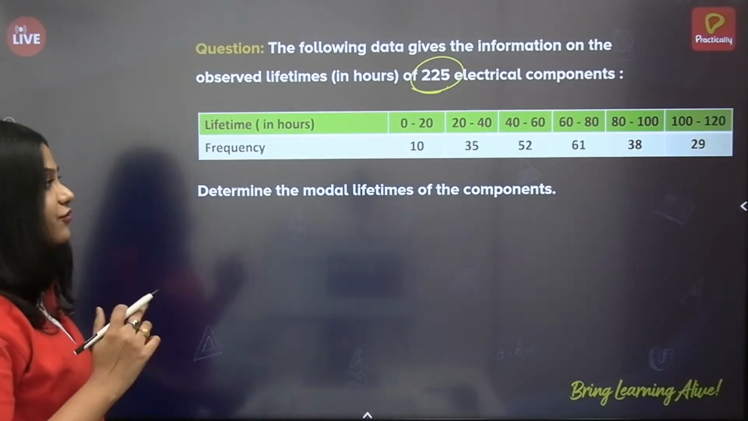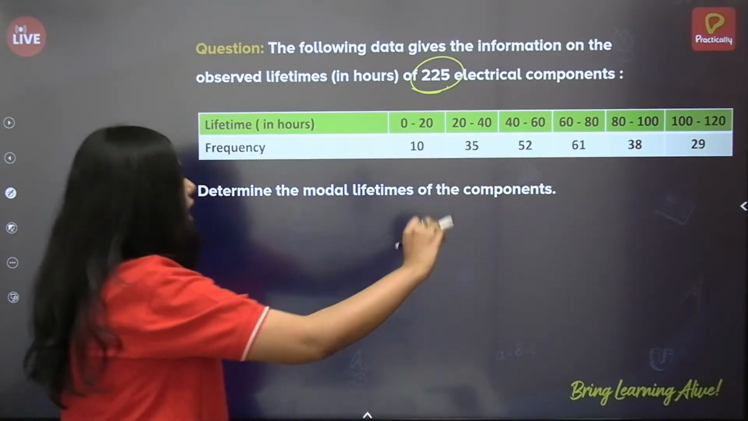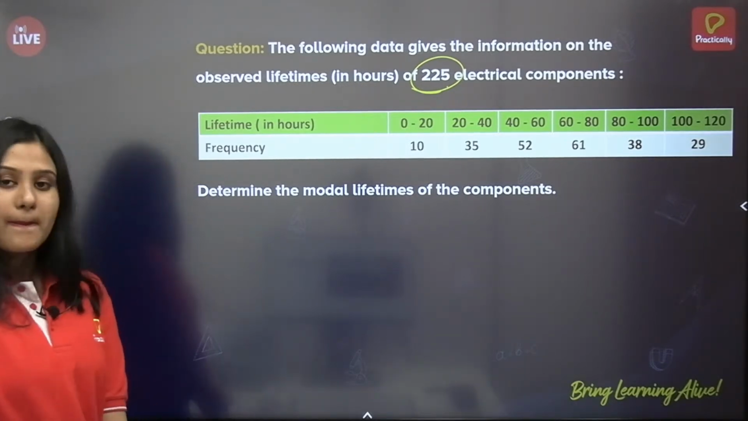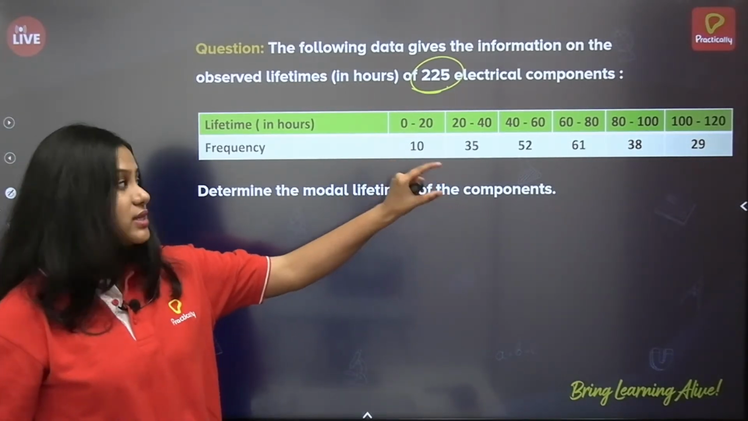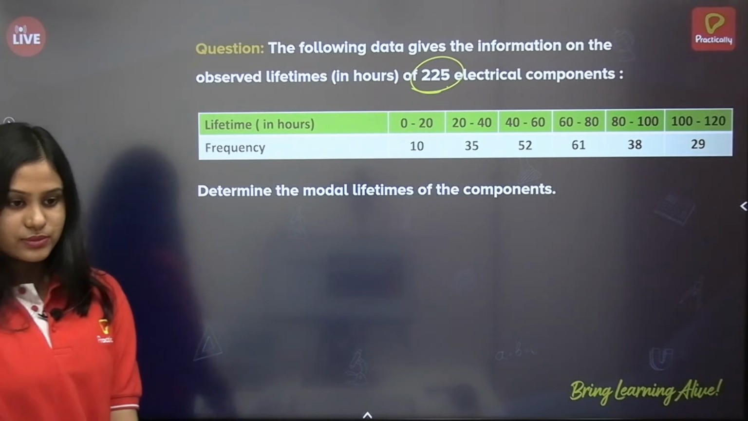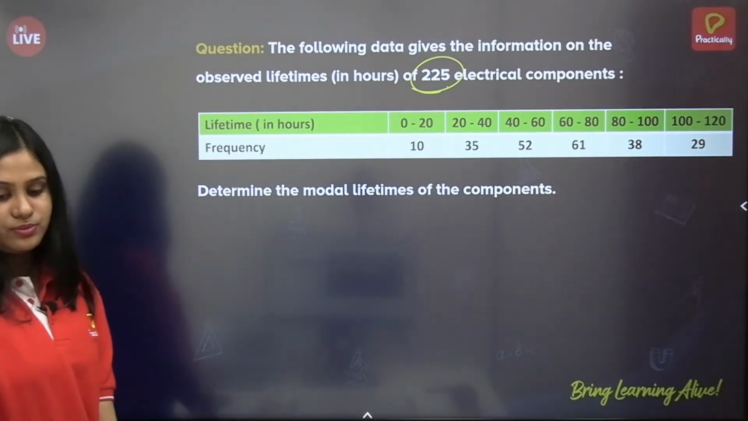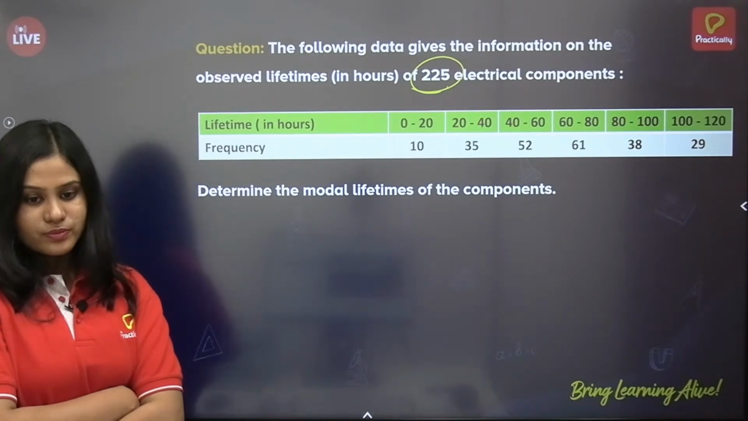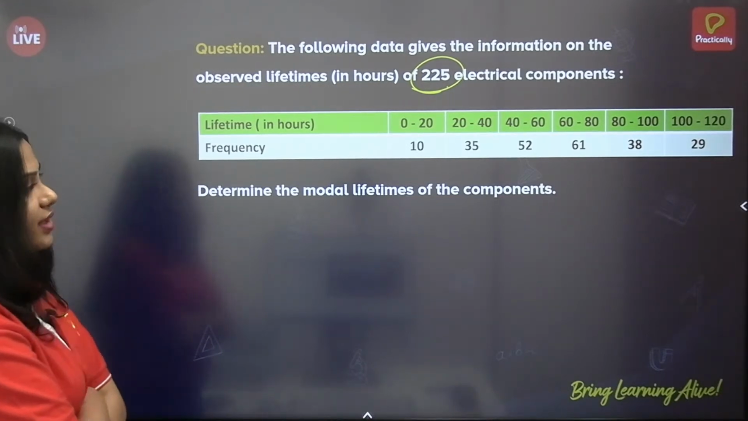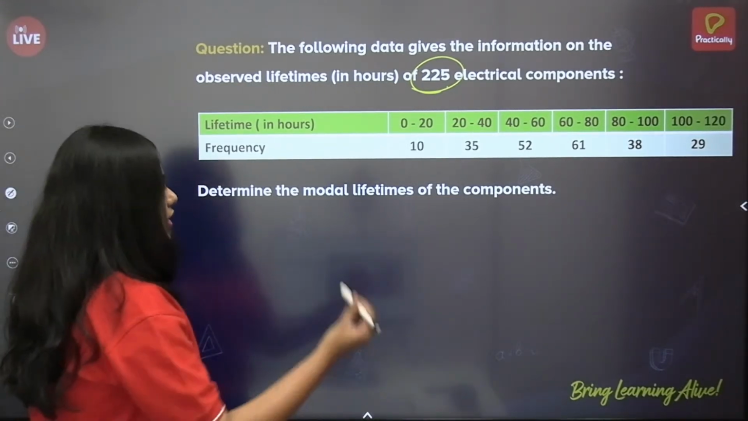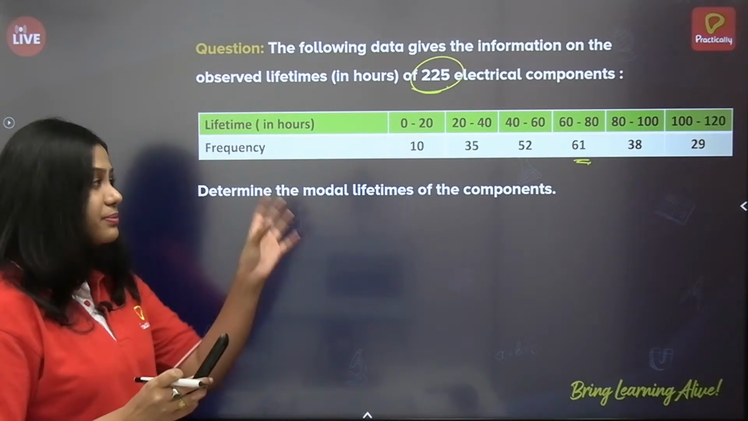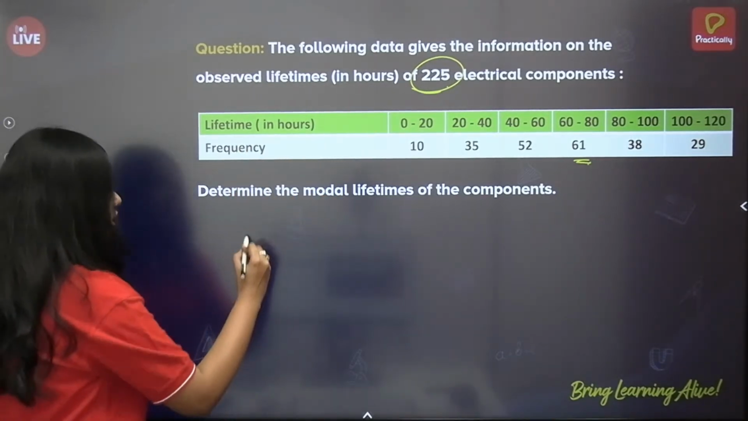How do we do it? First, among all these, which has the highest frequency? Which class interval has the highest frequency? Just check the frequency. Whichever is highest, check the class interval and answer me. 60 to 80. Very good, Aryan. 60 to 80 is correct. So here, if you observe, 61 is greatest. That is, there are more observations in between 60 to 80. So 60 to 80 is my modal class.